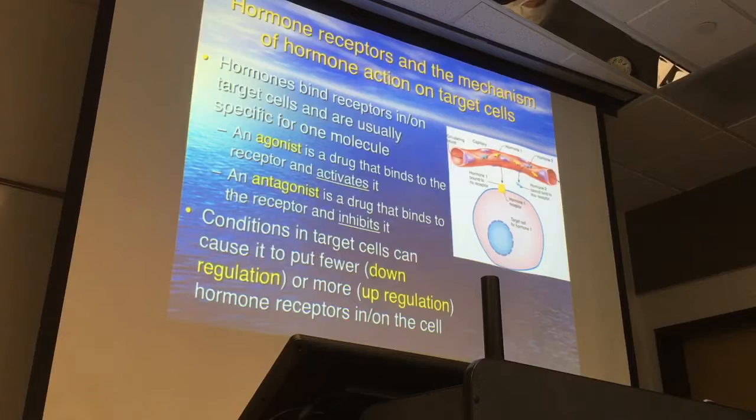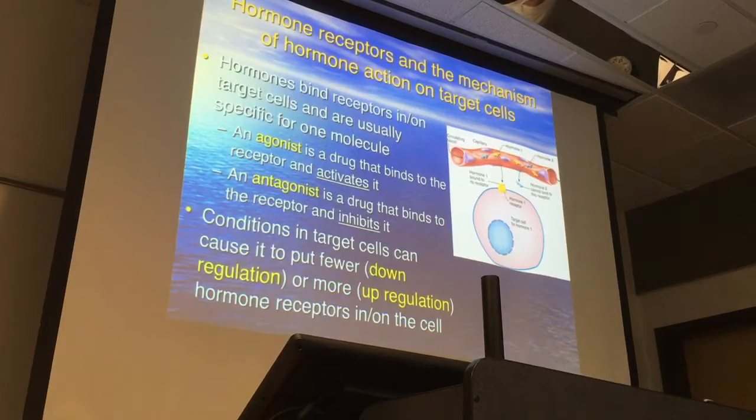Okay, hormone receptors and the mechanism of action on target cells. This will take us to the end of the chapter practically. Hormones have to bind, hormones are going to be in the bloodstream. They got to leave the bloodstream, go physically to the cell, bind a receptor somewhere on the cell. They have to bind a receptor, and then this cell is going to have a response. Okay? So the hormone binds the receptor, and it produces a positive, usually positive, effect on the cell.